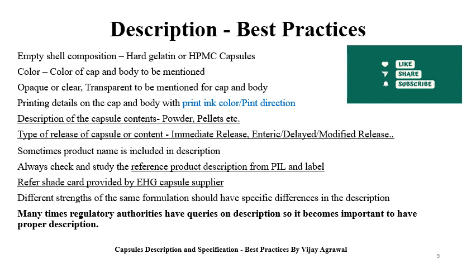Now, before giving the description to the capsules, we have to always check and study the reference product description, which is available in the PIL and the label. Also, we have to check the capsules physically. Then refer the shade card provided by the empty hard gelatin capsule supplier or empty HPMC capsule shell supplier. So shade card is information given by the empty capsule shell supplier that is to be referred. Then different strengths of the same formulation should have specific differences in the description, to be included to avoid confusion between the strengths.